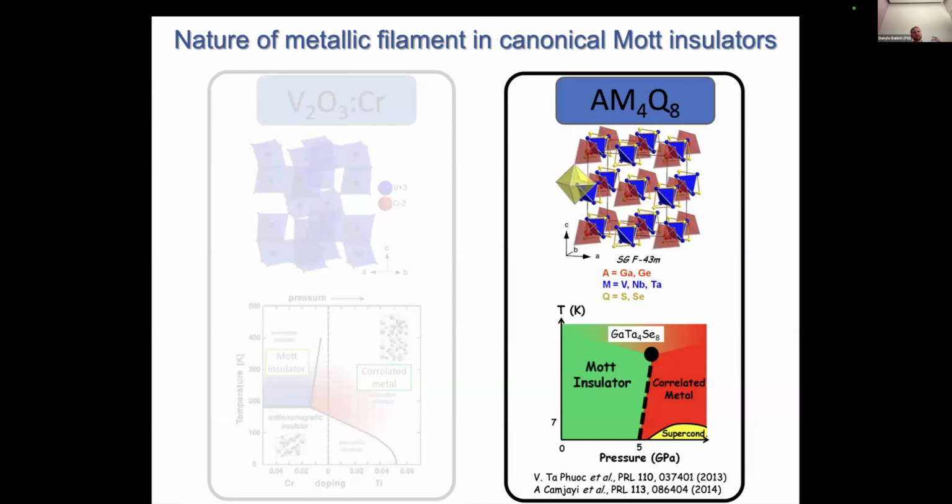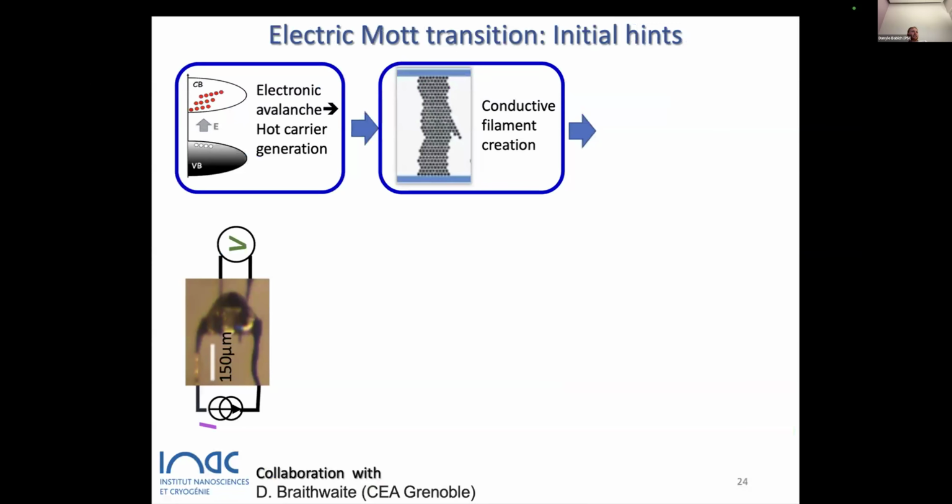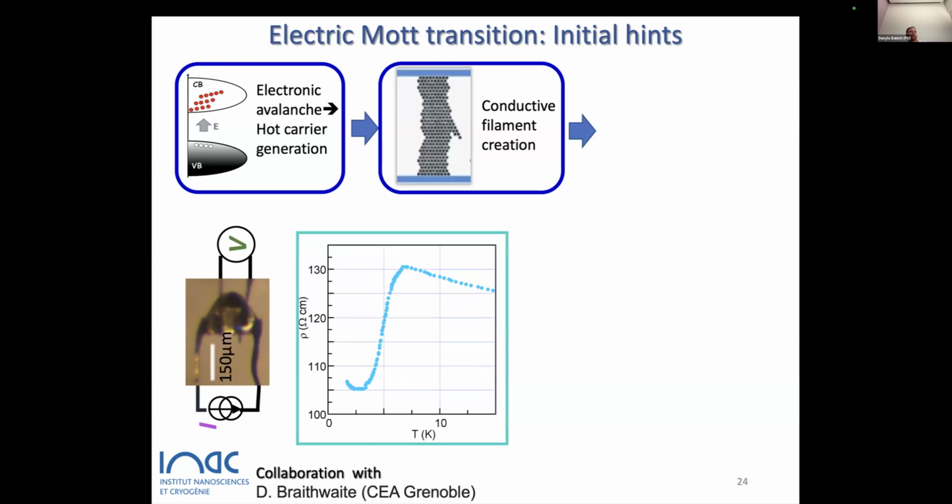So first, let's look at one of the materials which I presented to you before. It's the AM4Q8 system, where you can have different elements for A, M, and Q. And it's also a kind of classical Mott insulator, roughly at room temperature. Basically, we succeeded in applying an electric field. We transited such a material, and we created a conductive filament.